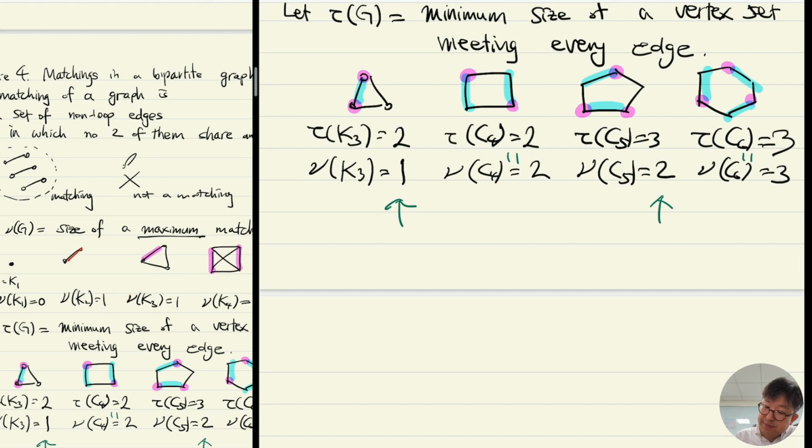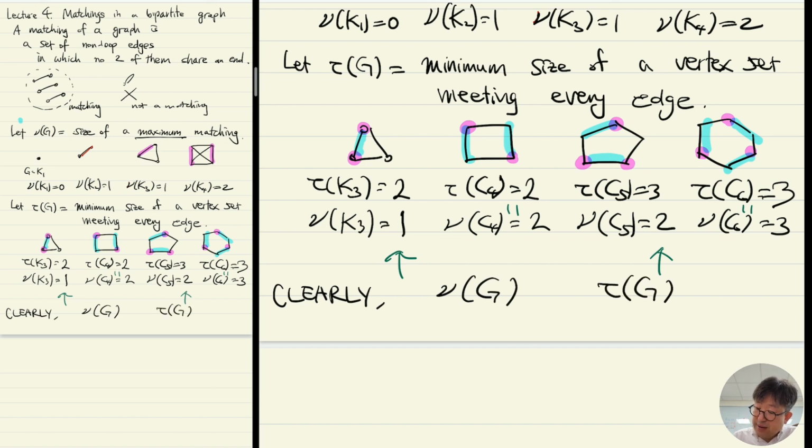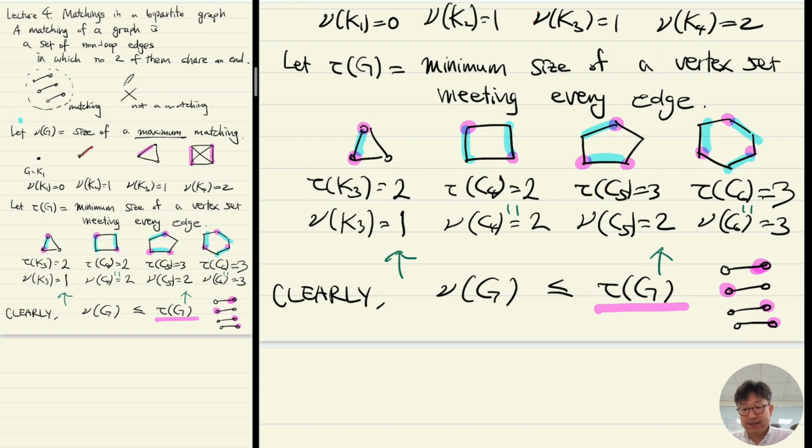But one thing is clear. If you look at the definitions, if you compare nu and tau in any graph, tau has to be at least nu. Why? Because if I have a matching of size k, then no matter how you choose a set of vertices meeting every edge, you're going to have to cover at least one vertex from every edge in the matching. So that means tau is going to be at least the size of the matching. So tau gives you a natural upper bound on the size of a matching in a graph G.